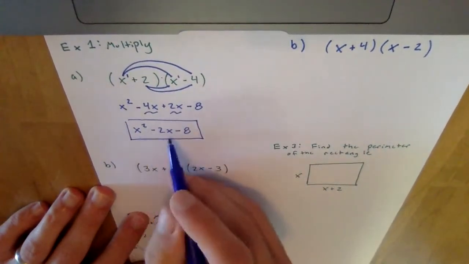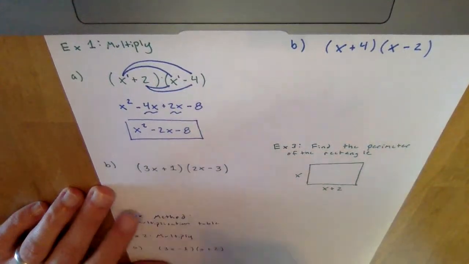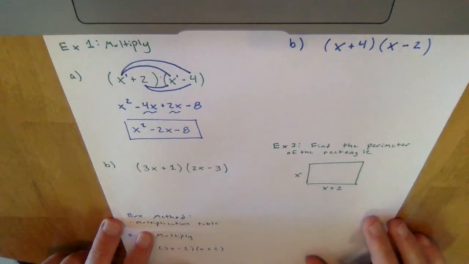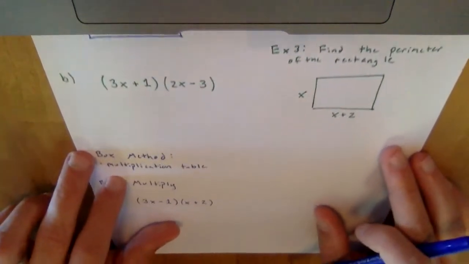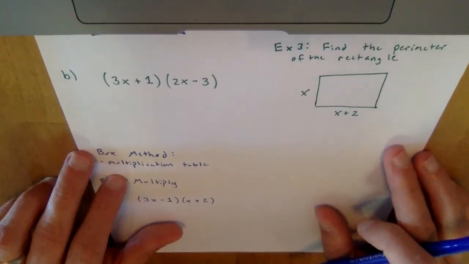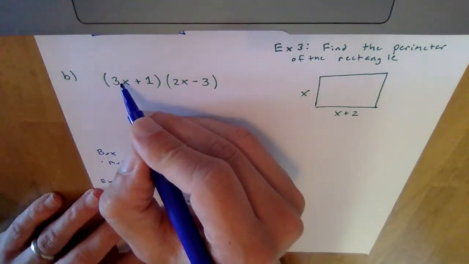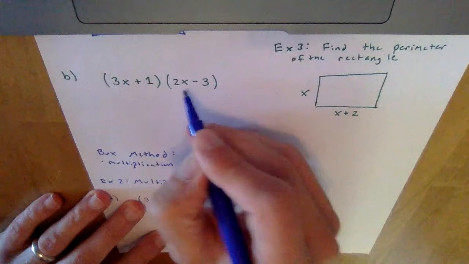And remember, I can't add or subtract these together, right? Because they don't have the same exponent. I'll keep moving here to letter B. Same idea, I'm going to use the same method, which is the FOIL method, right? So I'm going to start by distributing the 3x into this set of parentheses here.